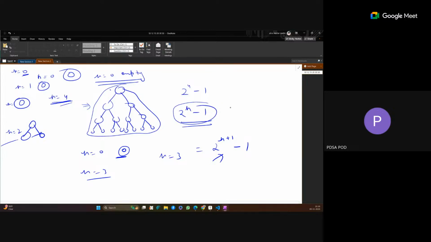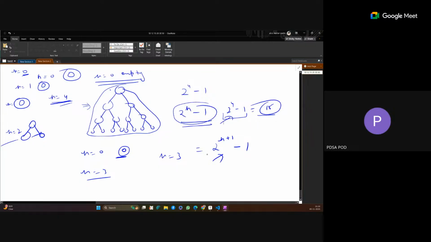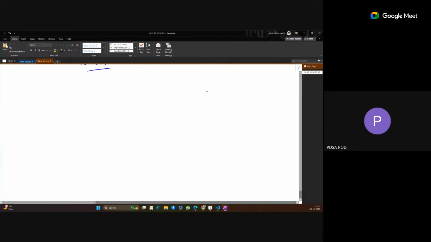So 2 to the power h minus 1, 2 to the power 4 minus 1, is actually 15. Okay, so this is the maximum. This is a general binary tree property, for binary tree, binary search tree, as well as the AVL tree. So this is the property for all situations. But for the minimum situation, what is the minimum number of nodes? For h equal to 0, that means 0.